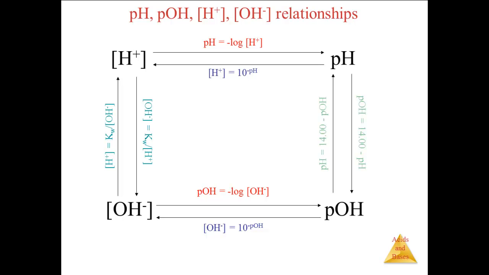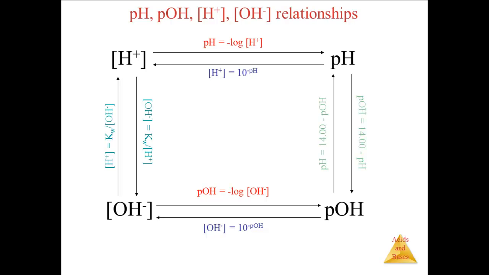To go from the concentration of H plus to the concentration of OH minus, we use Kw divided by the concentration of H plus. And to go from the concentration of OH minus to the concentration of H plus, we use Kw over the concentration of OH minus. However, to go from pH to pOH, or vice versa, we merely subtract from 14.00, that is pKw. To go from any point on the square to any other point, we simply follow the path.